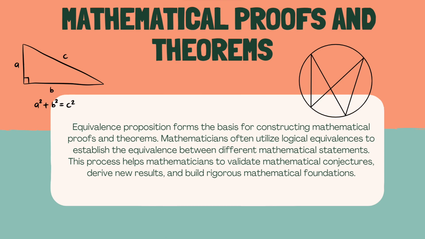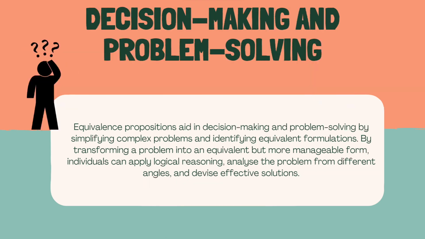Mathematical proofs and theorems. Equivalence proposition forms the basis for constructing mathematical proofs and theorems. Mathematicians often utilize logical equivalence to establish the equivalence between different mathematical statements. This process helps mathematicians to validate mathematical conjectures, derive new results, and build rigorous mathematical foundations.